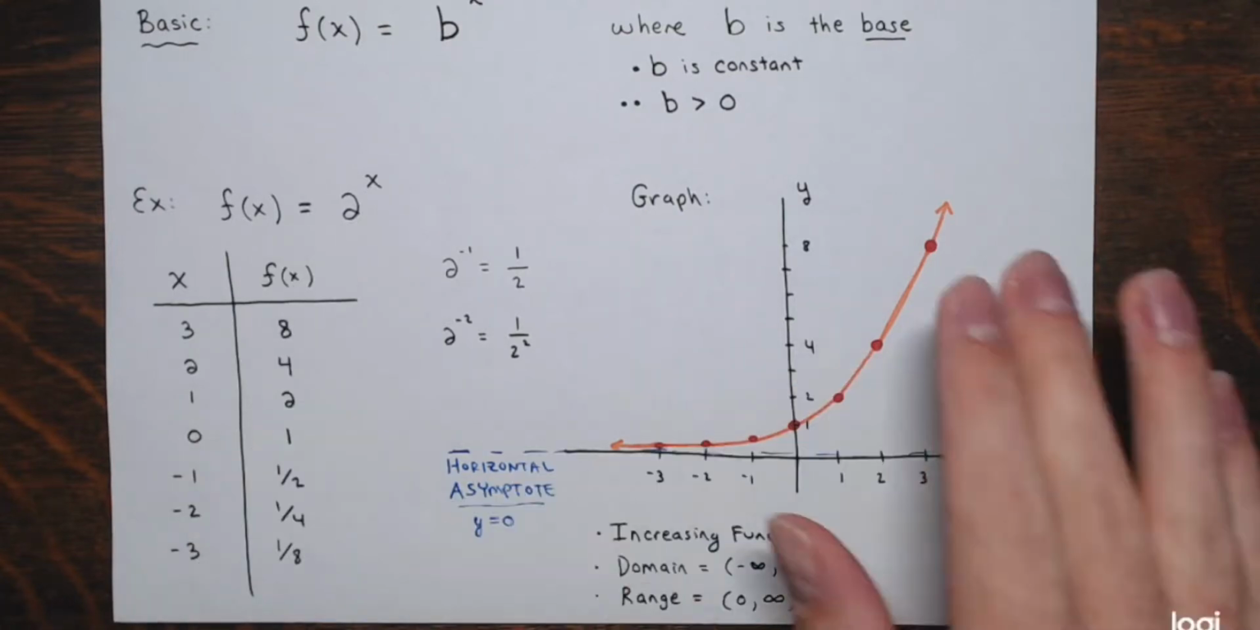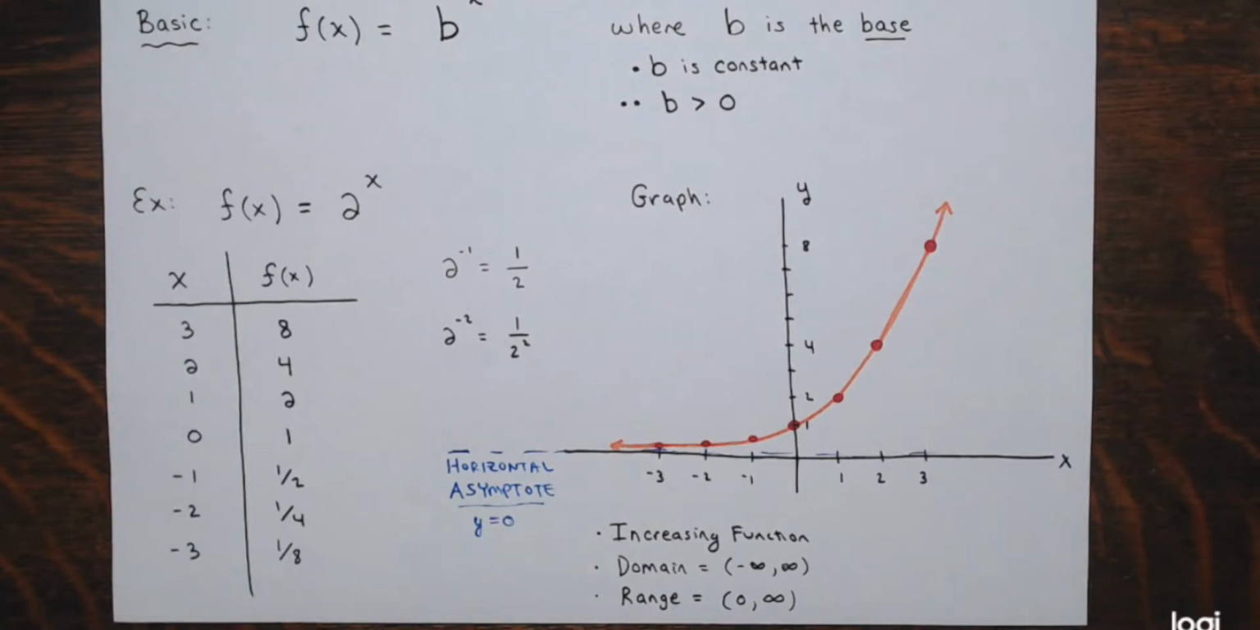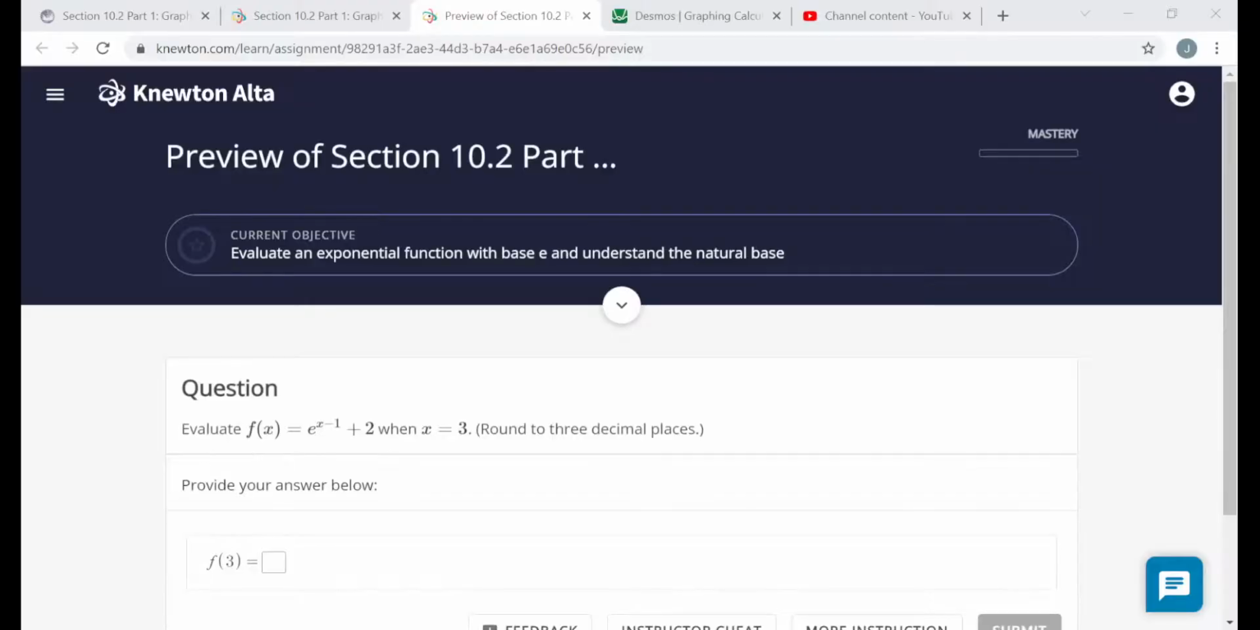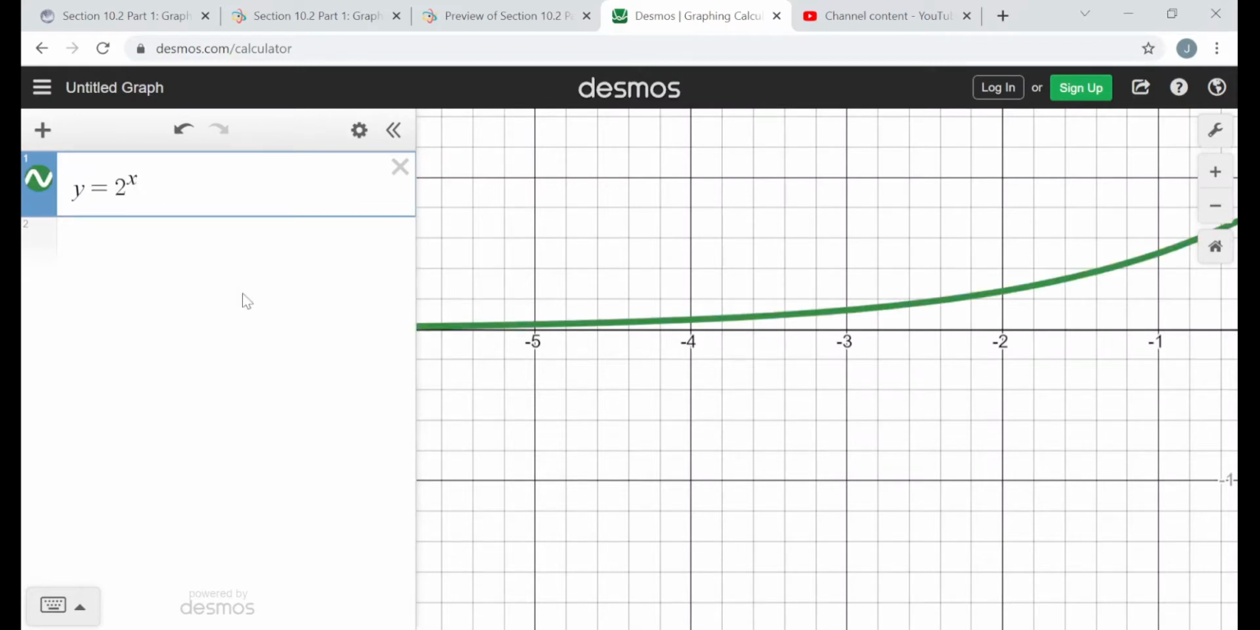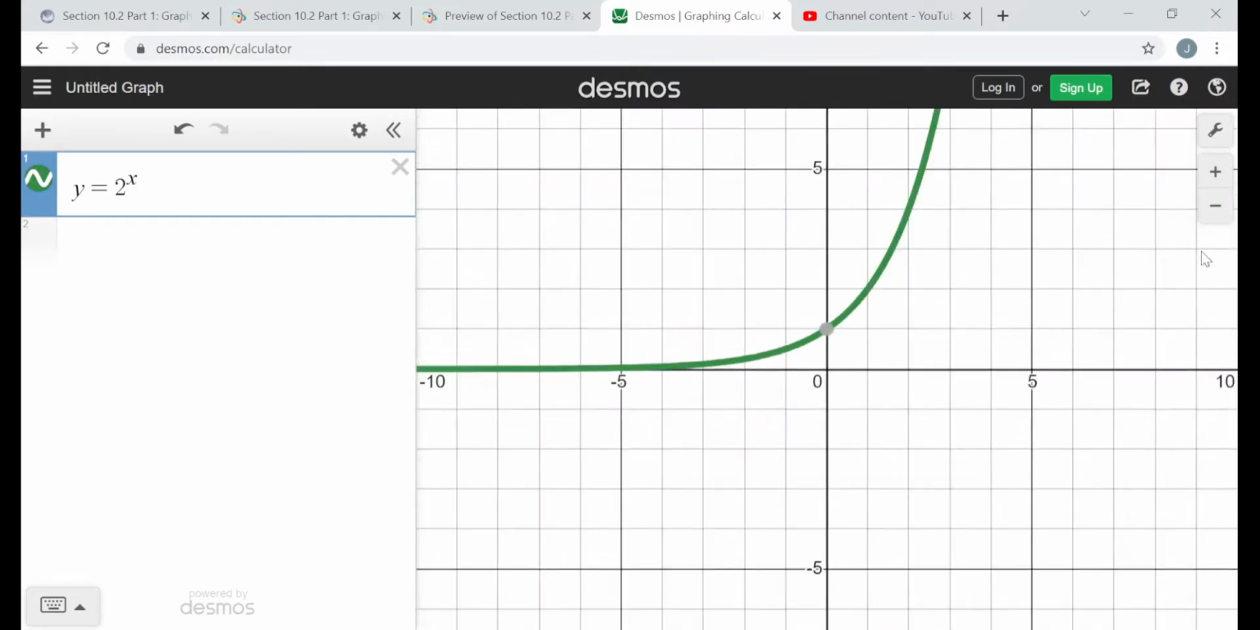And if you'd like a much nicer looking picture of this, let me pull up the desmos.com website. This is a free online graphing calculator, desmos.com. And I'm just going to put in y equals 2 to the x power. And go back to the main screen here. And you see the green exponential function.